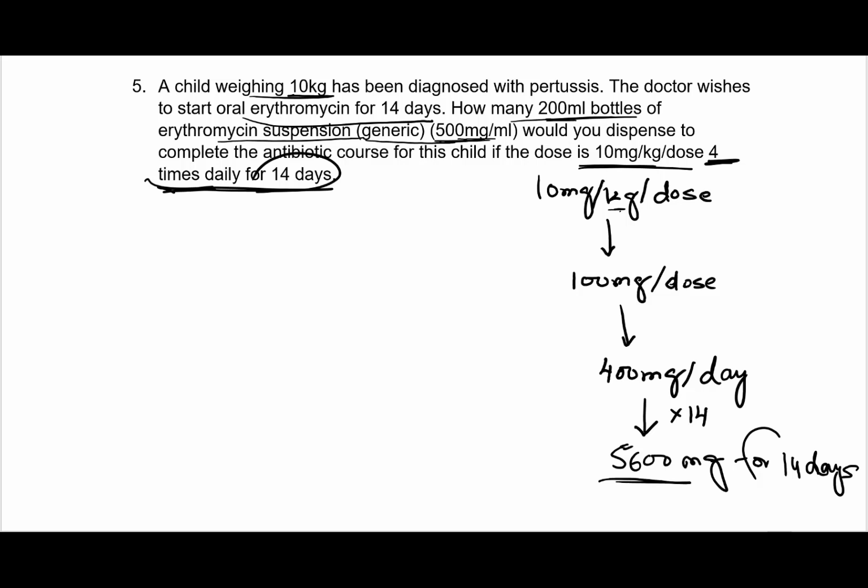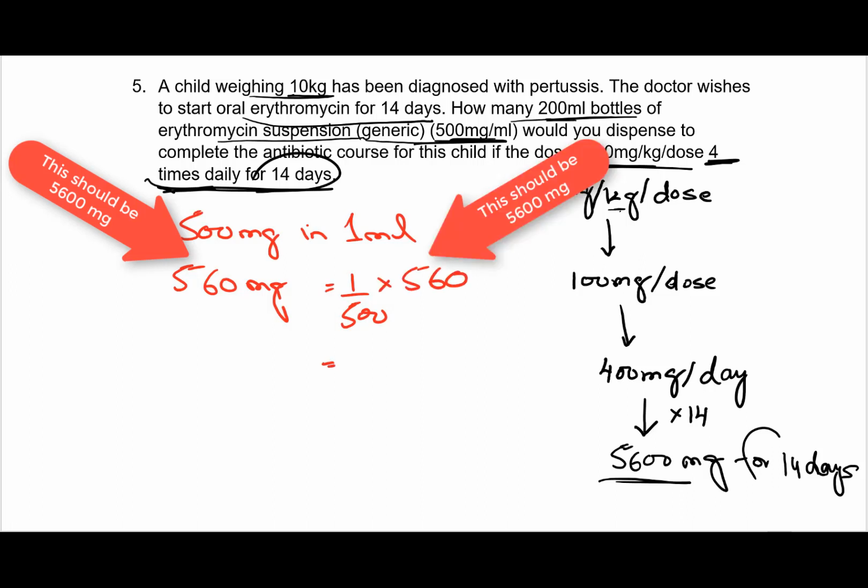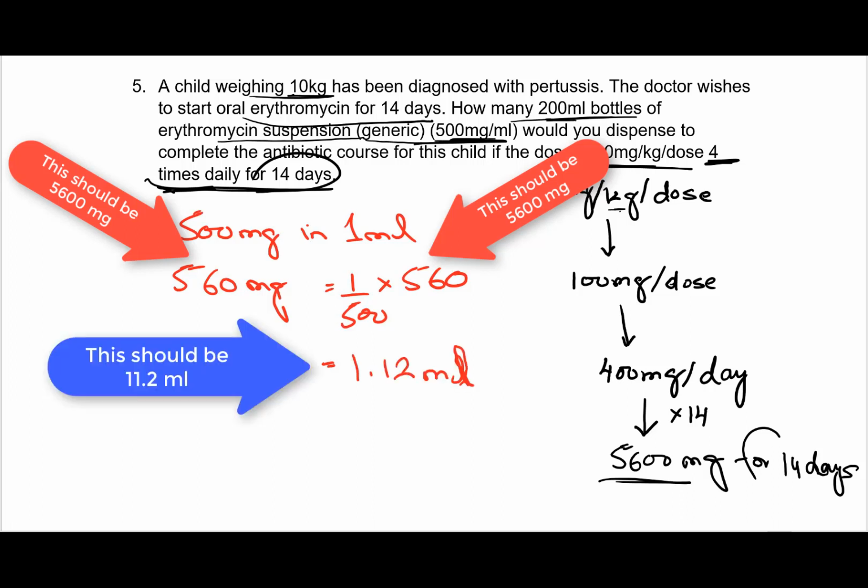Now from this 5600 milligram, I can work out how many milliliters of the suspension I would give, and I calculate that from the strength of the suspension. So the strength of the suspension says 500 milligram is present in 1 mil, and we have to give 560 milligrams. That will be present in 1 divided by 500 times 560, and that turns out to be about 1.12 mil, which is actually very, very little, because these are hypothetical numbers in this question.